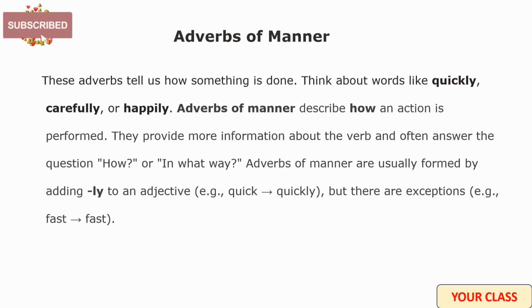So you would say, she's a fast runner, she runs fast. You can't say fastly because it isn't grammatically correct. Some other examples of such exceptions are hard and late. You would say he works hard, not hardly.